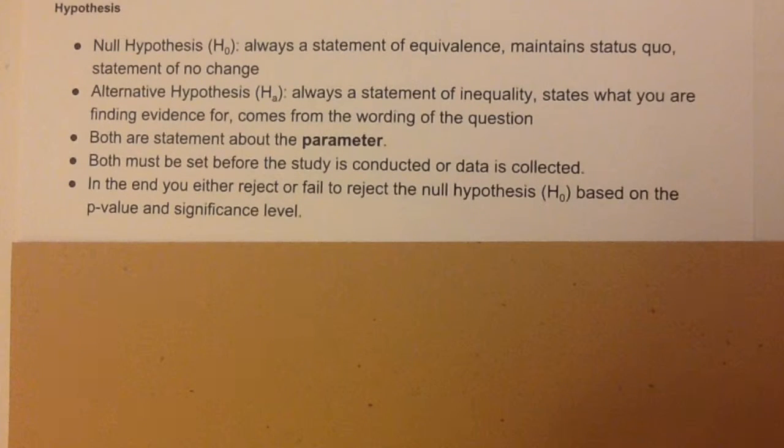Now, the first thing that you're going to do with your test of significance is write your hypotheses. This is the key element in any test of significance. So make sure you take the time to really focus on how to write your hypotheses correctly. So we have a null hypothesis, which we use a notation H subscript 0, and we call it our H0. Always a statement of equivalence, maintain status quo, and it's a statement of no change.